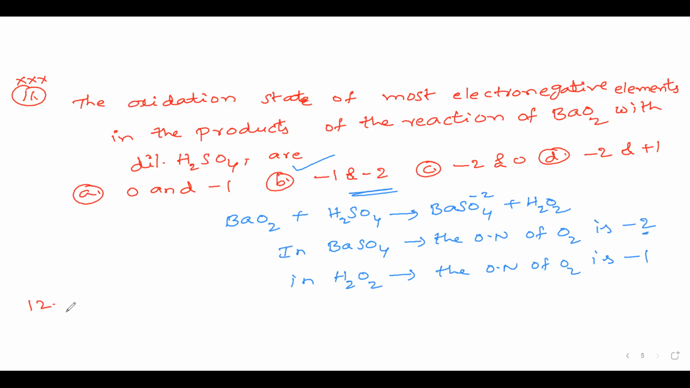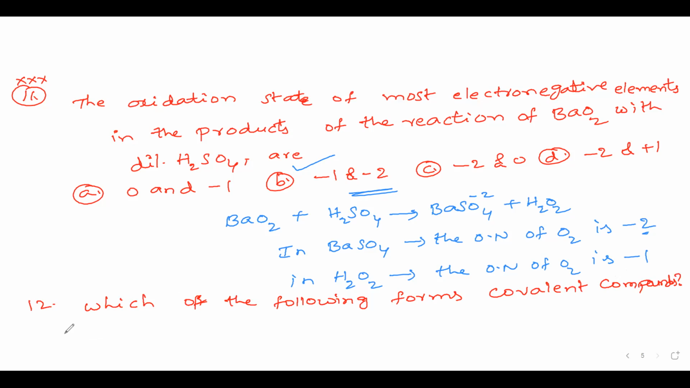Very important question. Which of the following forms covalent compounds? Option A, it is beryllium. Option B, it is magnesium. Option C, it is calcium. And option D, it is strontium.